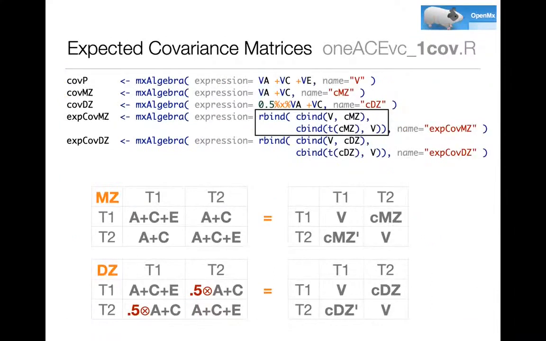Now let's take those expectations for both the variance, which is in CovP, and the covariance, which is in CovMZ and CovDZ, to combine them into our expected 2x2 covariance matrices, which have the variance on the diagonal and the respective covariance for either MZs or DZs in the off-diagonal element. And we do that using rbind and cbind statements.